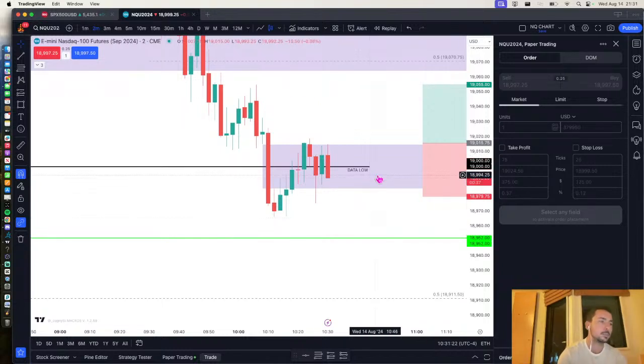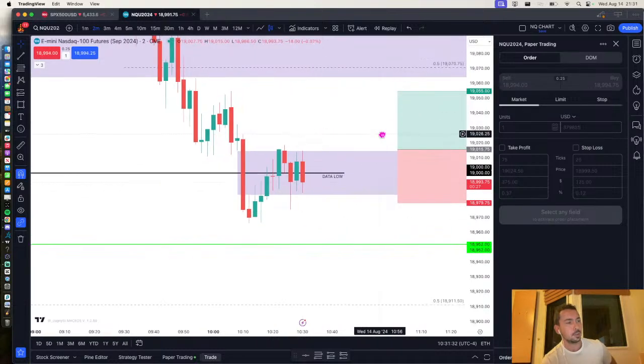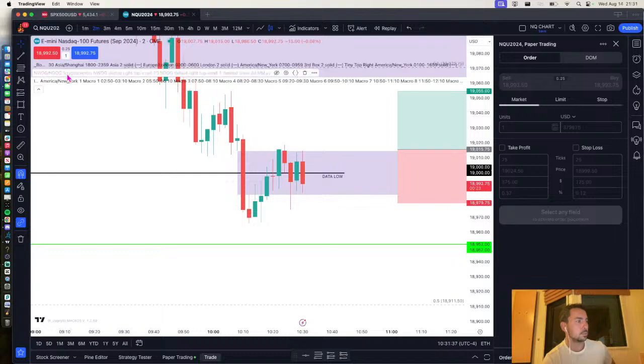I mean, we could easily re-inverse this and take out this internal high, but we could also easily come back down and take this low out and then reach 50%. We could just chop around here until the 10:50 macro. There's like too many different possibilities here.